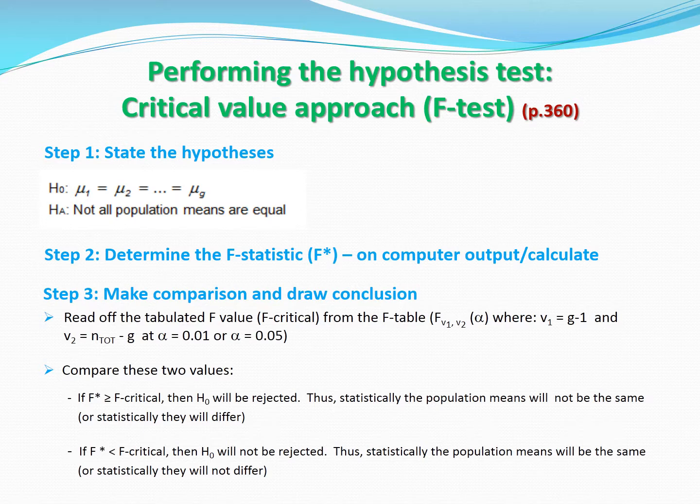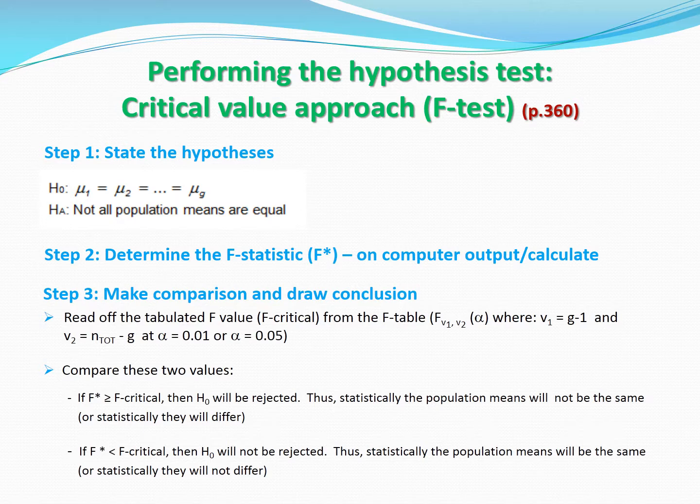Then in step 2, we determine the F statistic. So either you can read that off from the computer output in your ANOVA table if it's given, or if that was one of the missing values on your output, then you need to calculate that. Then in step 3, you make your comparison and draw your conclusion. So you compare your F statistic in step 2 to your F critical value from your F table.